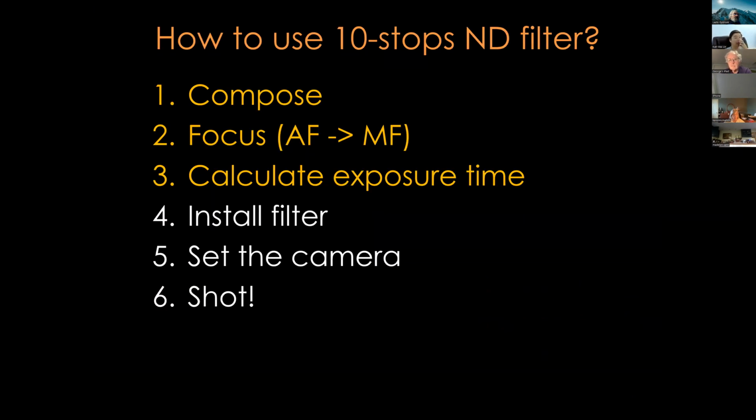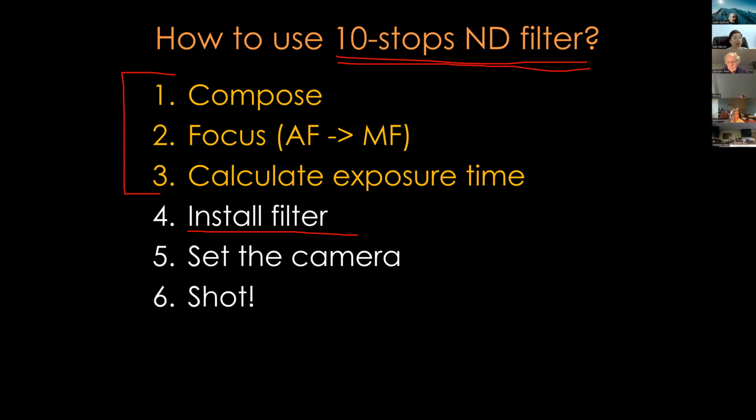And when we use a 10-stop ND filter, if you have ever seen a 10-stop ND filter, it is a piece of very dark glass. If you look through it, you can't see anything because it's so dark. Same for the camera. When you put it in front of the camera, it cannot see anything, which means it will mess up the exposure. So when you use a 10-stop ND filter, before you install the filter in front of the camera, you have to do these 3 simple steps.